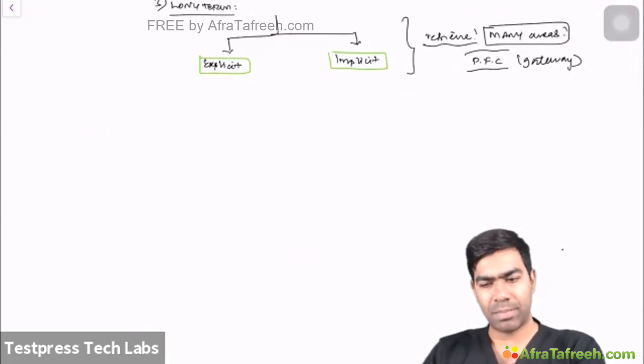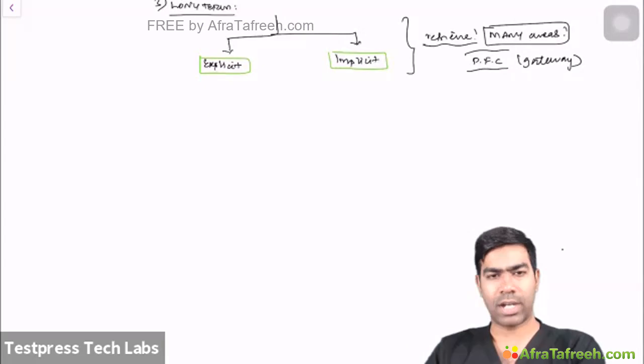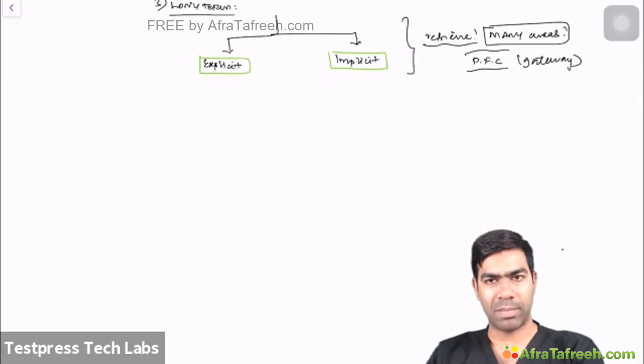As far as explicit memory is concerned, I told you anything that you can explain is explicit memory, and anything that you cannot explain is basically implicit memory. So let us see some examples of explicit and implicit memory.